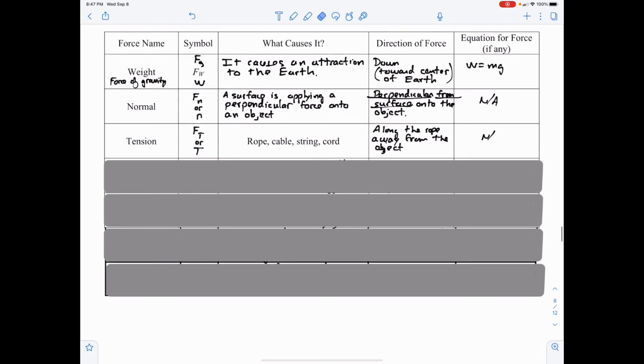Tension. We can label tension with either F sub T or just capital T. What causes it would be the tightness in a rope, a cable, a string, a wire, a chain, and it's the force that pulls along. It always pulls in the direction along the rope away from the mass. And there's no special equation needed for that one.